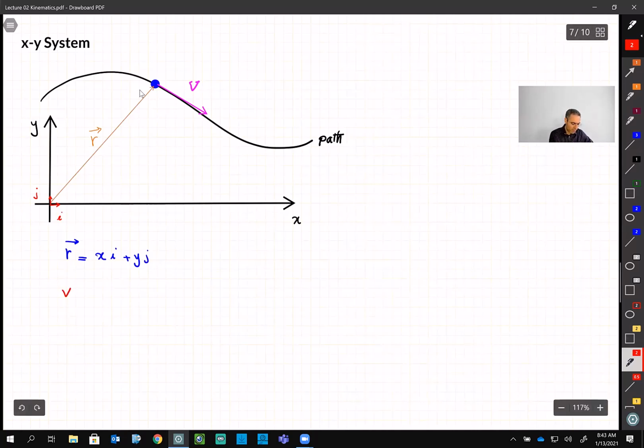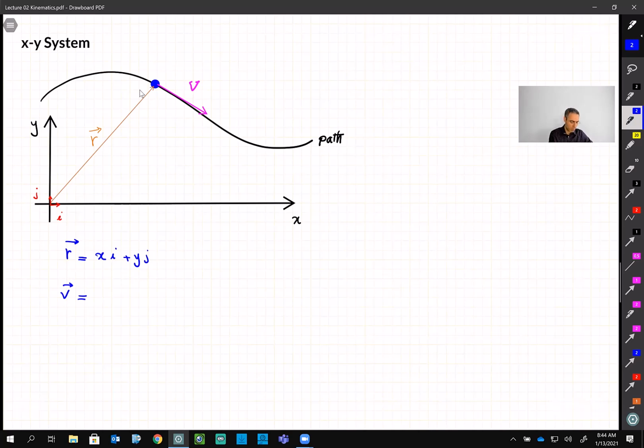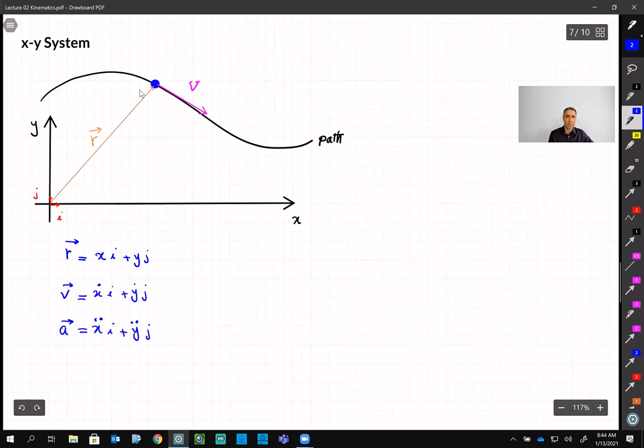And what about velocity? Velocity is a vector, v, and similar to what we learned, it is just a derivative of position. It is x dot i plus y dot j. And for acceleration, it is x double dot i plus y double dot j. So in other words, we treat a 2D curvilinear motion more like a linear motion, but we break it down to its x and y components. This is what we do.